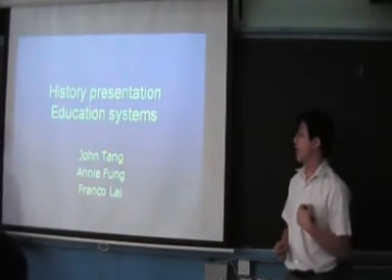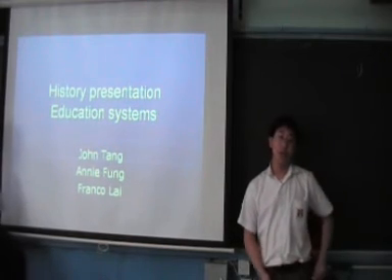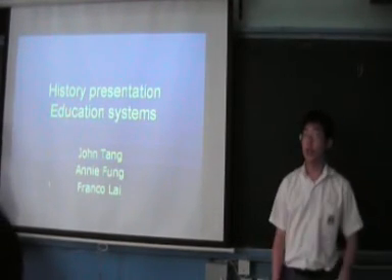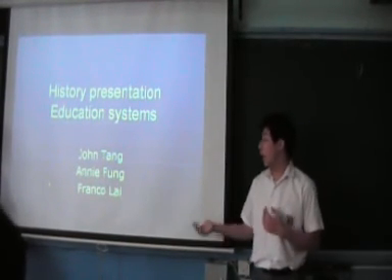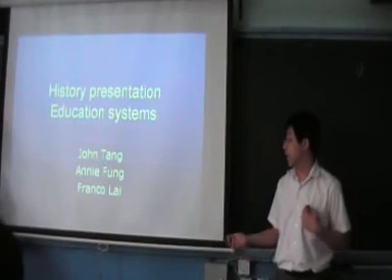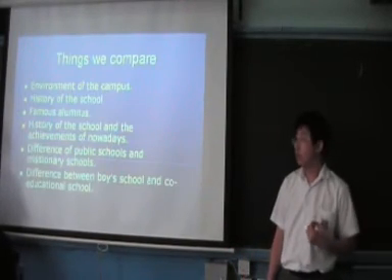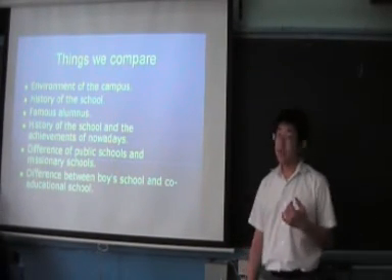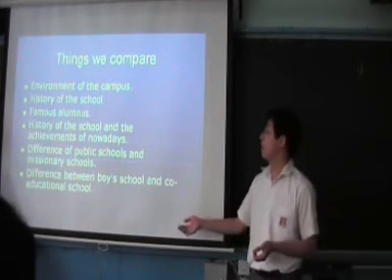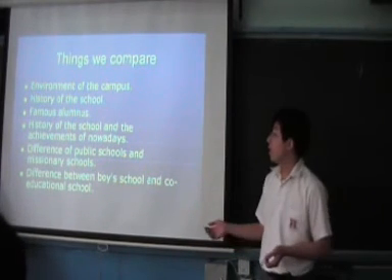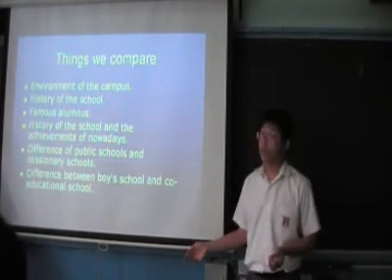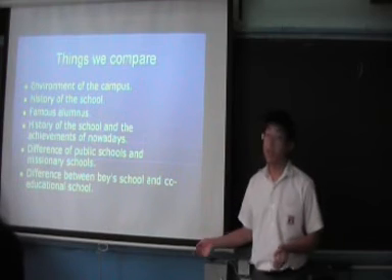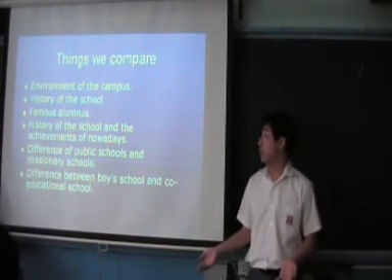Today we are going to present the education systems of 3 English schools. Our members are Andy and Franco. Then we have 6 things to compare. First is the environment of the campus. Second is the history of the school. Third is the famous old boys or alumni of the school.